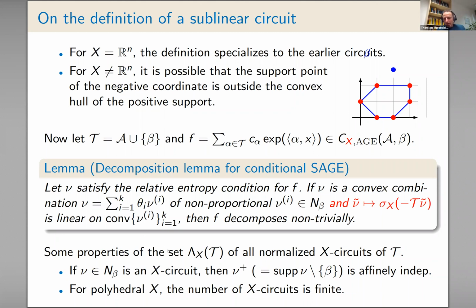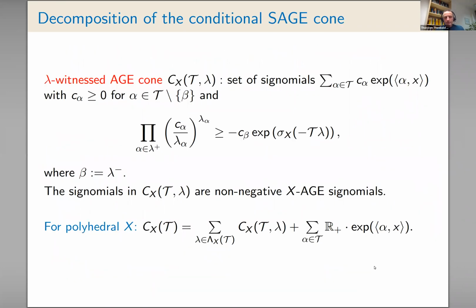Then there are also a lot of other nice properties. So if we have an X circuit, the corresponding positive support is an affine-linearly independent set. For polyhedral X, the number of X circuits is finite, which we would like to have from the combinatorial point of view. In general, for non-polyhedral X, it's not finite, but in the situation of polyhedral X, we are very close to a combinatorial description that we had seen before.